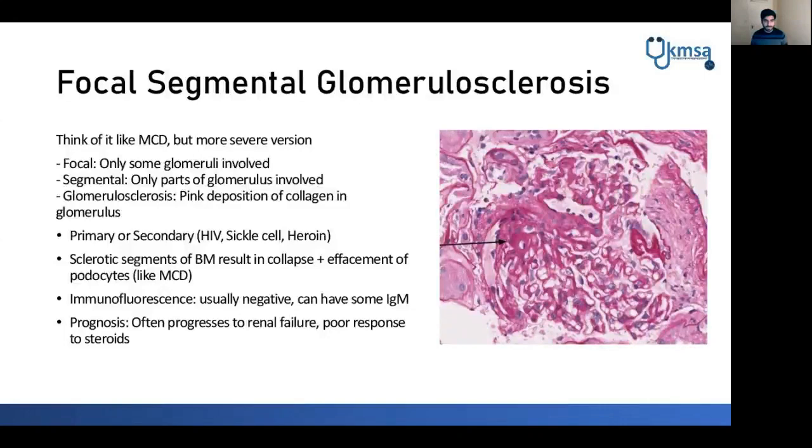Focal because only some of the glomeruli in the kidney are involved. Segmental because only parts of the glomeruli are involved. And sclerosis because you see these kind of collagen deposits causing sclerosis. It can be primary, unknown cause, or secondary due to certain things like HIV, sickle cell, heroin. Immunofluorescence is usually negative, but sometimes can be positive for IgM. And the prognosis is worse than minimal change.